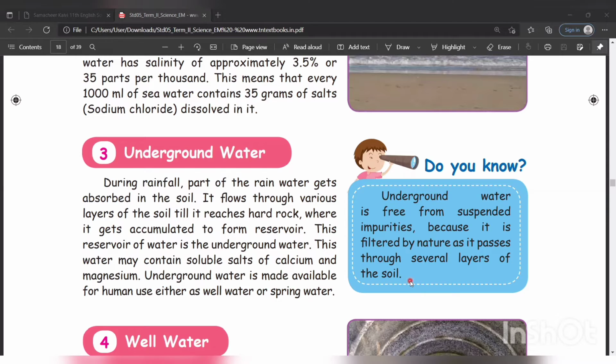Suspended impurities are the solids that are not completely soluble in water. They are present in the water as tiny little particles, not fully dissolved.